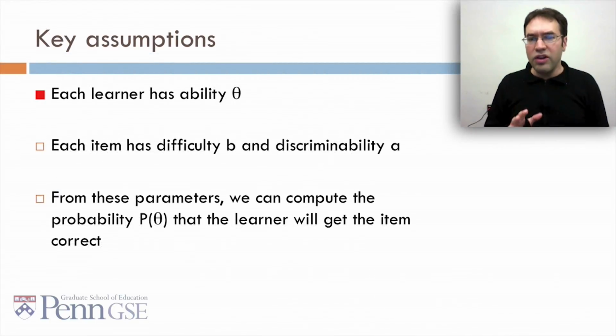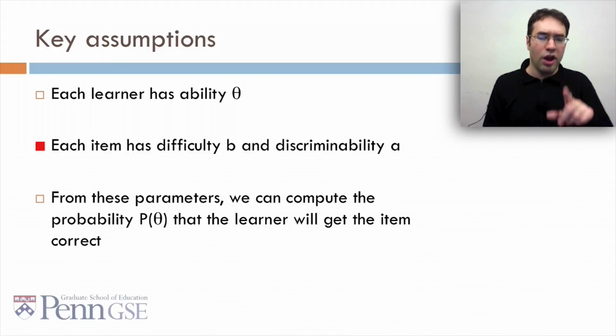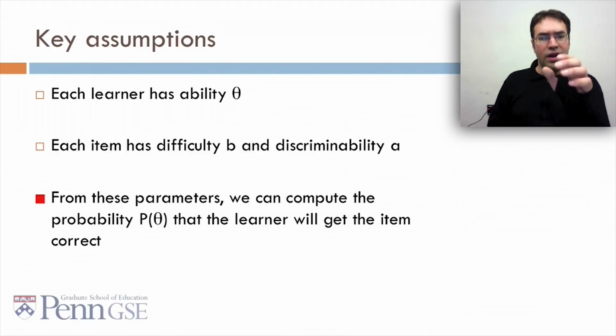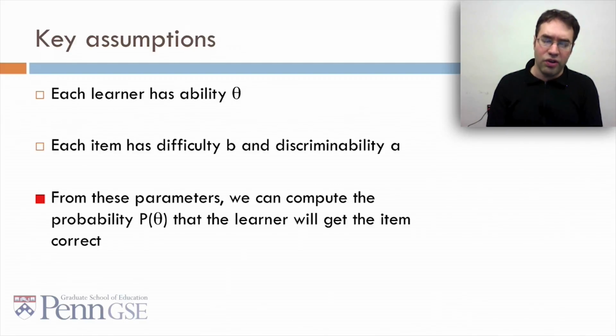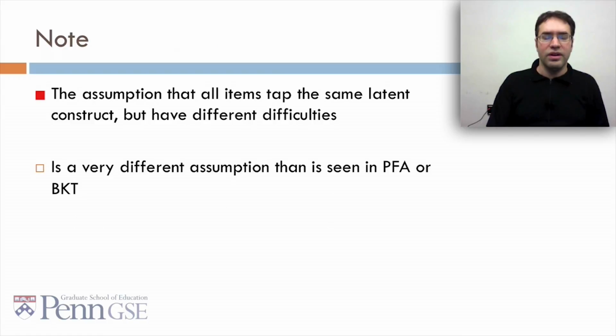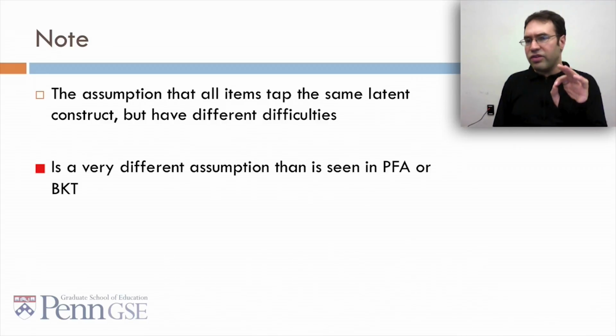Another assumption: each student has an ability called theta, and each item has a difficulty, B, and discriminability, A. We'll talk about what discriminability means in a second. From these parameters, we can compute the probability, P of theta, that the learner is going to get the current item correct. Now, the assumption is, again, that all items tap the same latent construct. Everything involves math, but they have different difficulties. And this is a very different assumption than seen in PFA or BKT.